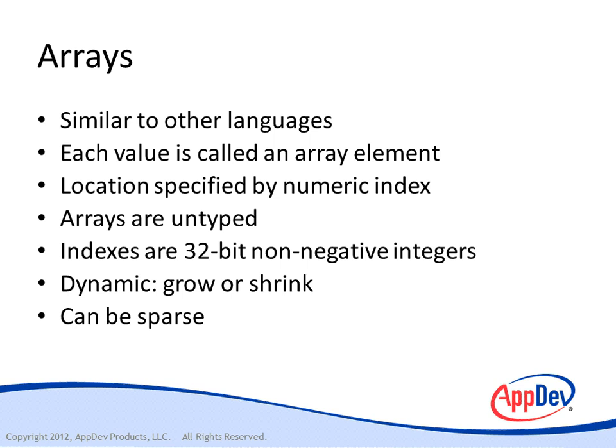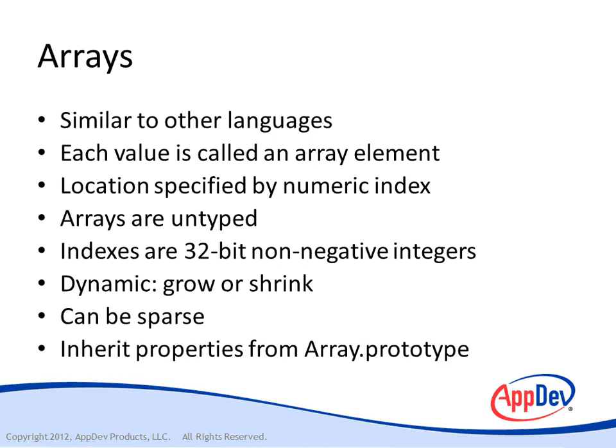As you'll see, the array indexes are really just object property names that happen to be integers instead of strings. All arrays inherit properties from the Array.prototype object, giving arrays a rich set of methods that you can use to manipulate arrays and their elements and values.